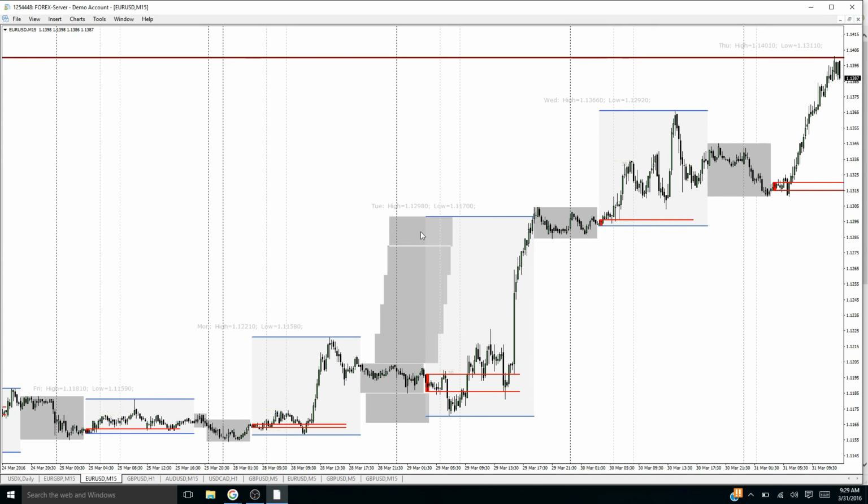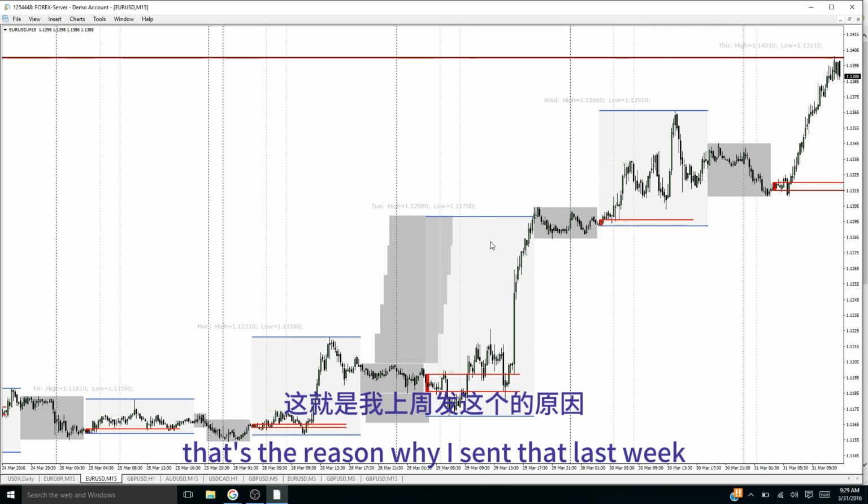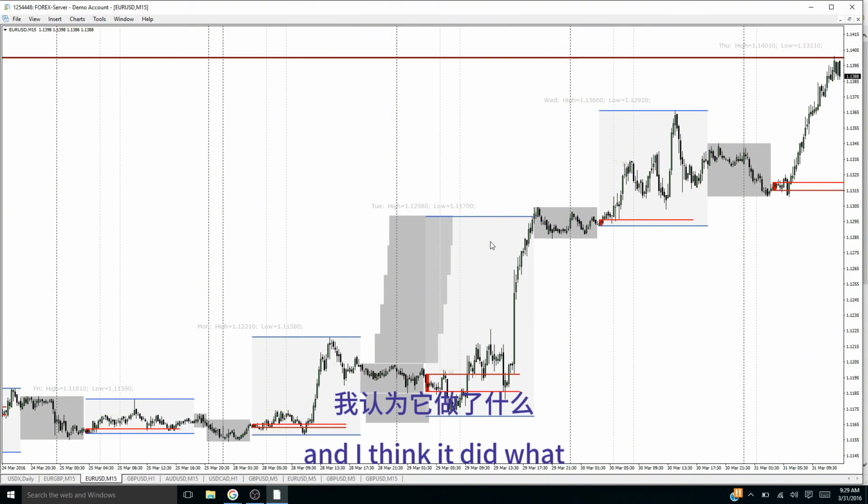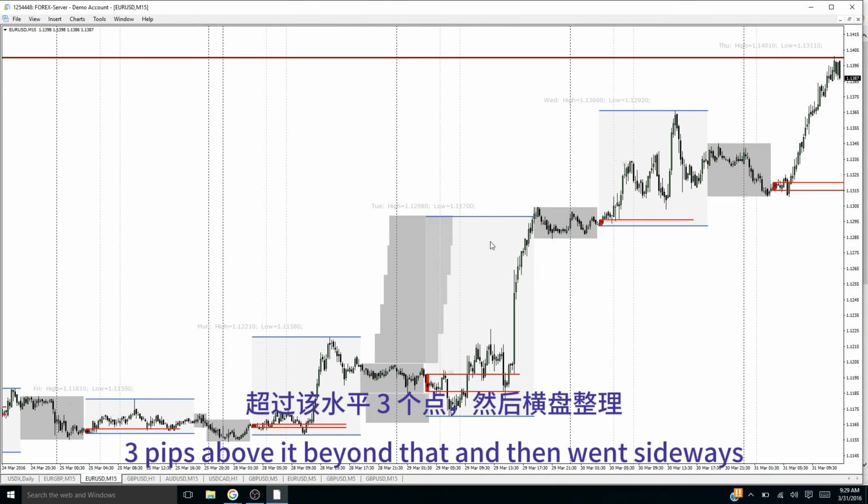Ultimately, boom. That's the reason why I sent that last tweet. That's the daily range, bang. And I think it did, what, 3 pips above it beyond that, and then went sideways.